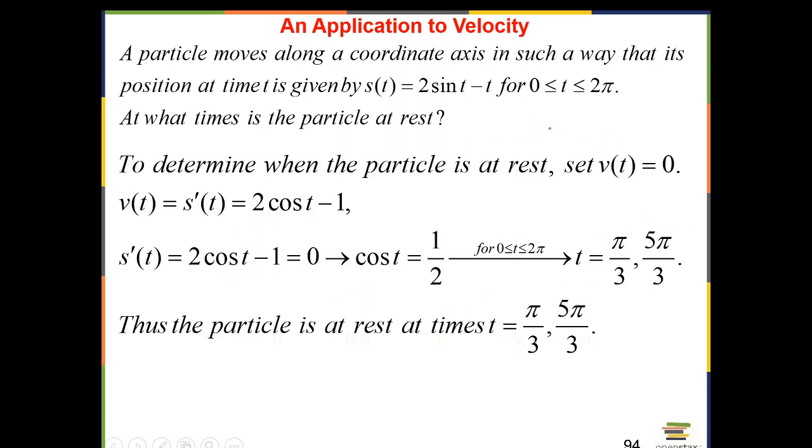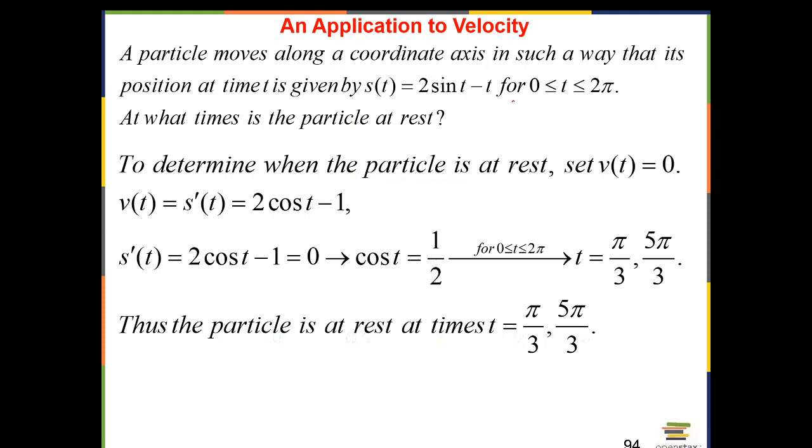So take s prime. What's s prime? Well, the derivative of 2 sine t, you keep the 2 and take the derivative of sine, which is cosine. And then minus the derivative of t, which is 1. So that's 2 cosine t minus 1, right? And s prime, 2 cosine t minus 1, equals 0. So we set it equal to 0 to figure out what makes it 0, and we get a trigonometric equation.